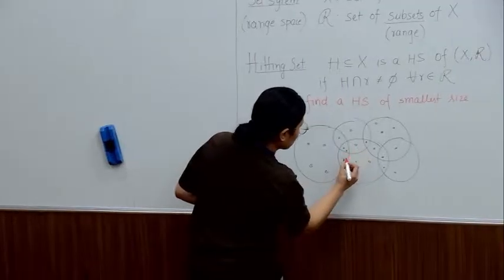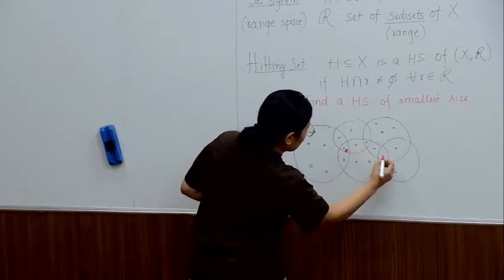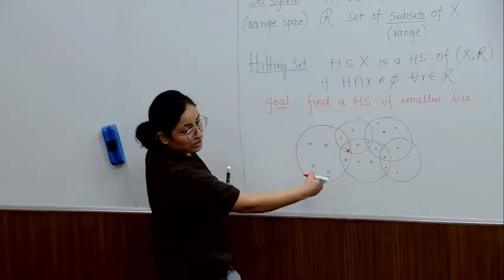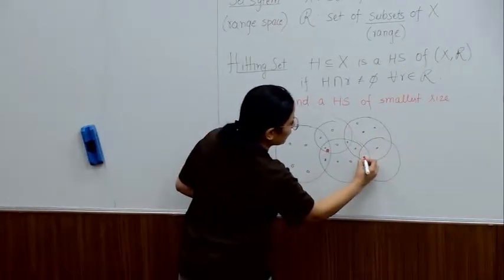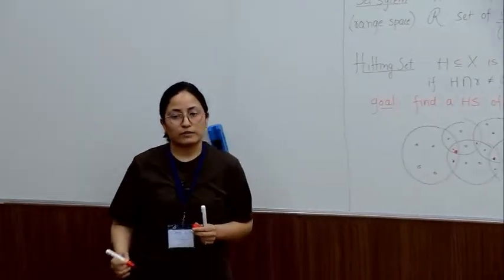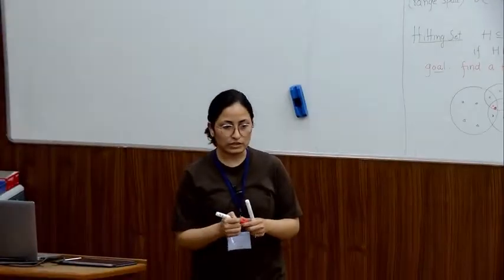Right? So for instance, I can pick one from here, and these 3 objects are being hit, and then the remaining 2 I can hit using this point. So is the problem definition clear?